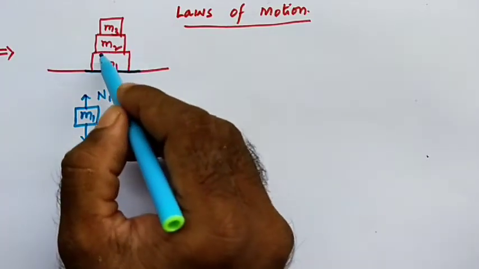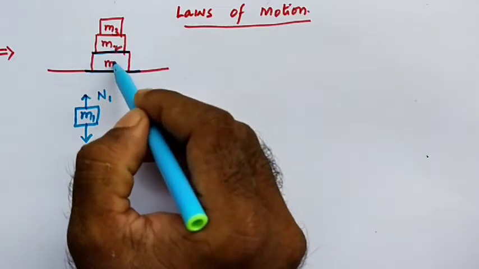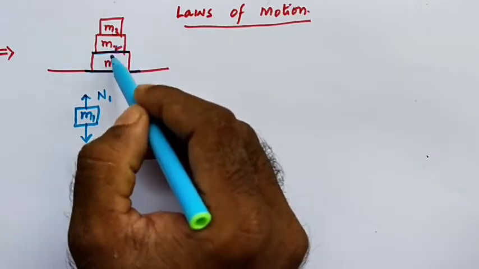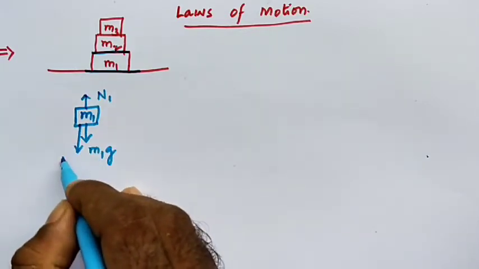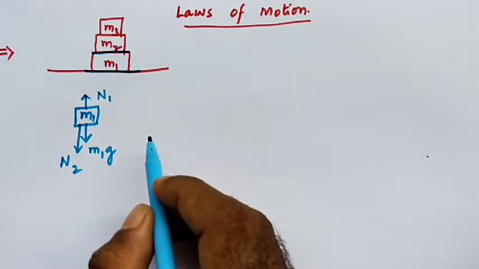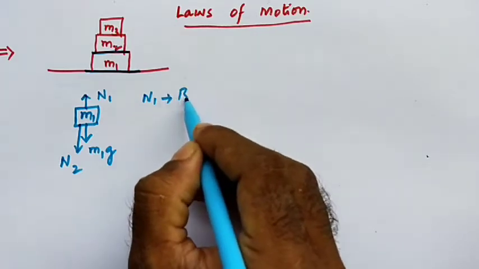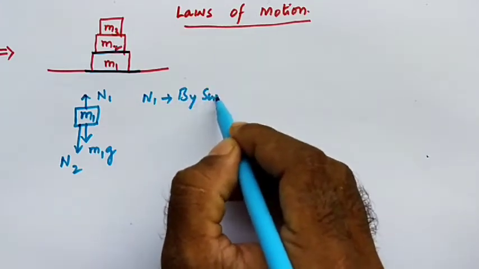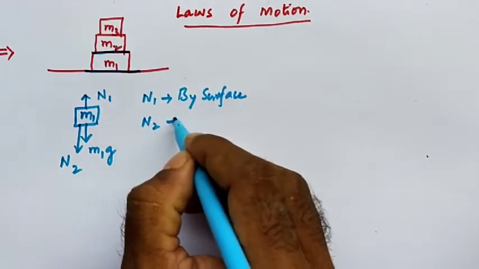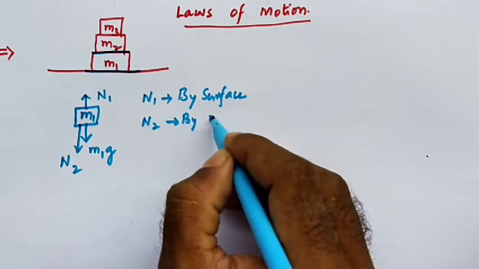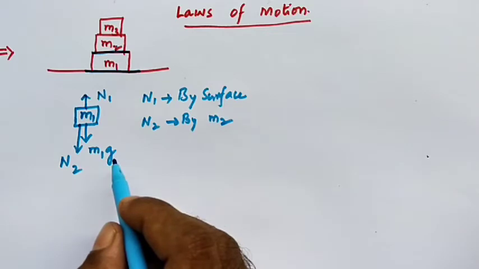Okay, next m2 is in contact with m1, yes or no? So m2 applies a contact force, a normal force, on m1 downward. So in the downward direction there will be one more, that is N2. Don't confuse here. N1 is by the surface. Listen carefully, it is the normal by the surface. N2 is by body m2. Okay sir. Now this is the free body diagram of m1.